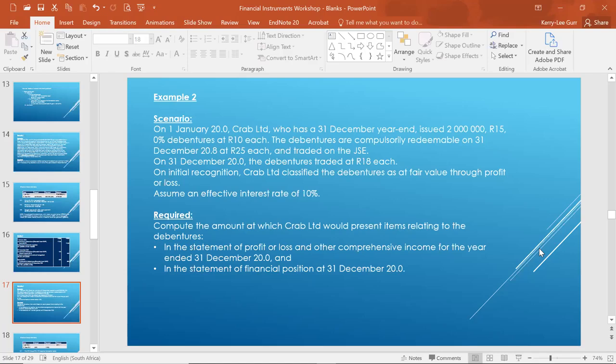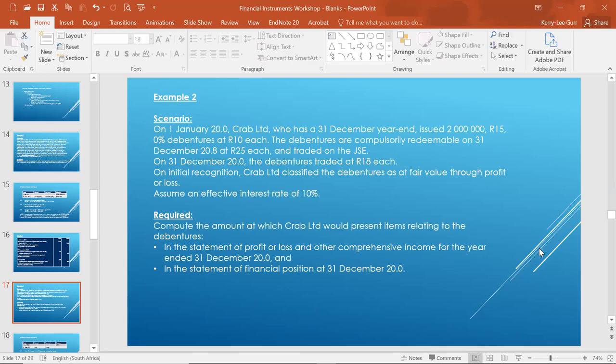It's on the 1st of January 20.0, Crab Limited, who has a 31st December year end, issued 2,015,000 Rand 0% debentures at 10 Rand each. The debentures are compulsorily redeemable on 31st December 20.8 at 25 Rand each, and they are traded on the JSE. On the 31st of December 20.0, the debentures traded at 18 Rand each, and on initial recognition, Crab Limited classified the debentures as at fair value through profit or loss. Isn't that nice when they give it to us in the question? They then ask us to assume an effective interest rate of 10%.